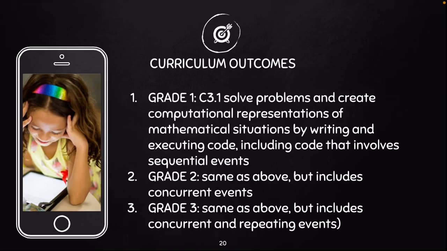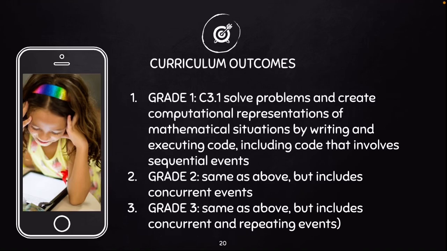So just to go into some backwards planning for coding. In the curriculum outcomes, your grade 1 student, your grade 2, and your grade 3 have the same outcome with a bit of scaffolding. So the outcome is solve problems and create computational representations of mathematical situations by writing and executing code, including code that involves sequential events. Grade 2 has to do the sequential events, but it does then involve concurrent events. And then grade 3 adds on to the sequential events, the concurrent events, and entails then repeating events.